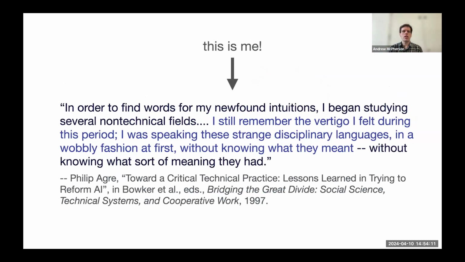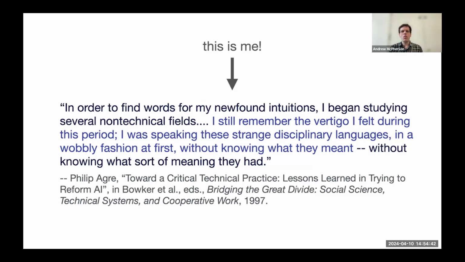So Agre was basically studied AI at MIT in the 1980s, became very disillusioned with the whole enterprise and wrote some really cogent critiques of it, and talks about this sort of vertigo of speaking strange disciplinary languages in a wobbly fashion without quite knowing what the words meant. This is more or less where I am right now. So if you're one of the people on this call who does know what the words mean a bit more, bear with me, and hopefully there are some points that will come through from here.